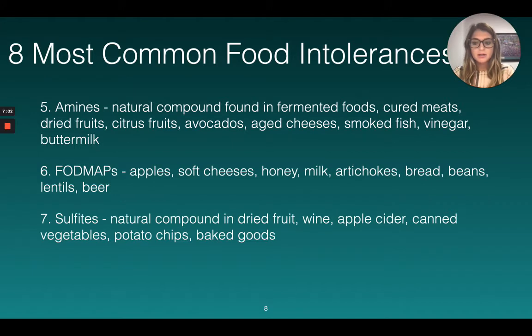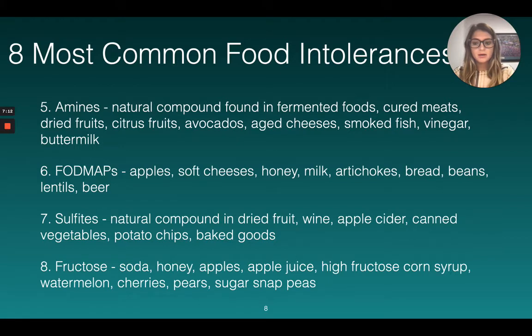Number 7 is sulfites, and this is a natural compound that is found in dried fruit, wine, apple cider, canned vegetables, potato chips, and baked goods. And lastly, fructose, which is a sugar found in soda, honey, apples, apple juice, high fructose corn syrup. So many food items do have high fructose corn syrup added to it.